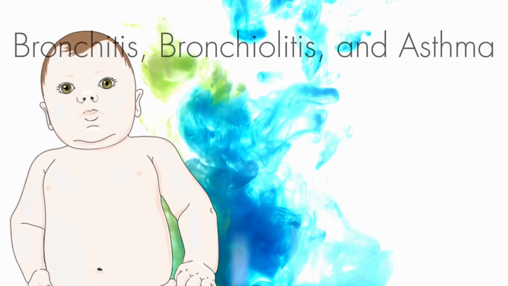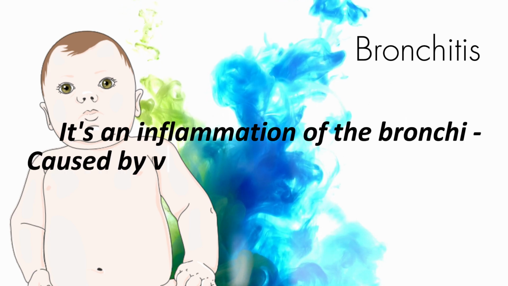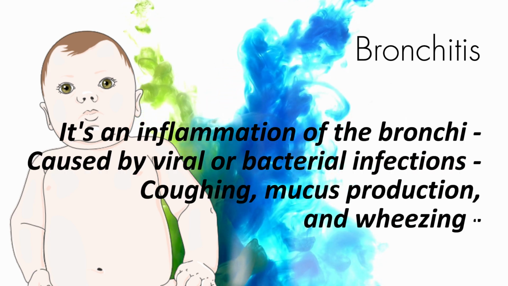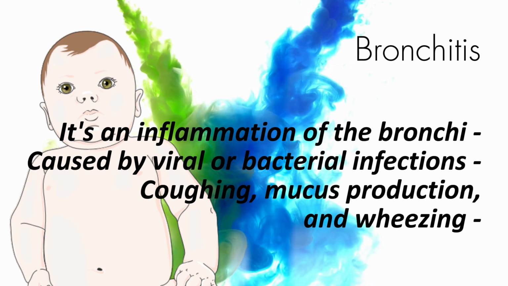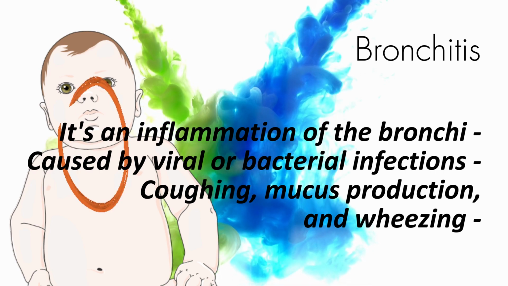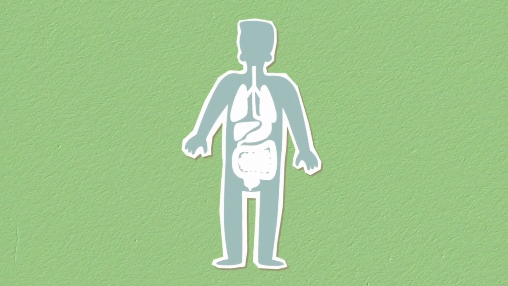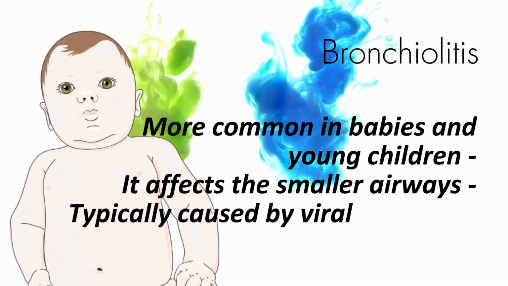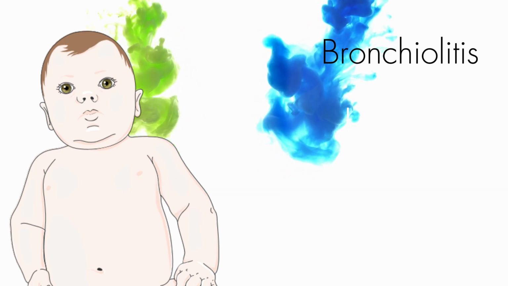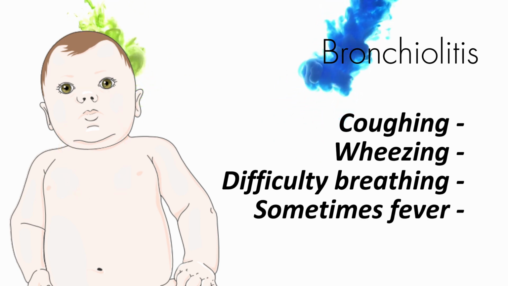The fifth is bronchitis, bronchiolitis, and asthma. Starting with bronchitis, it's an inflammation of the bronchi, which are the larger airways in the lungs. It's usually caused by viral or bacterial infections, resulting in coughing, mucus production, and wheezing. Now, bronchiolitis is more common in babies and young children. It affects the smaller airways, the bronchioles. It's typically caused by viral infection, especially respiratory syncytial virus or RSV. Symptoms include coughing, wheezing, difficulty breathing, and sometimes fever.